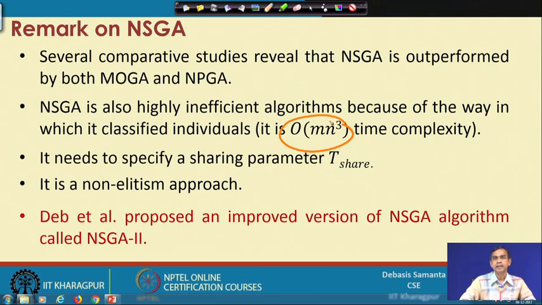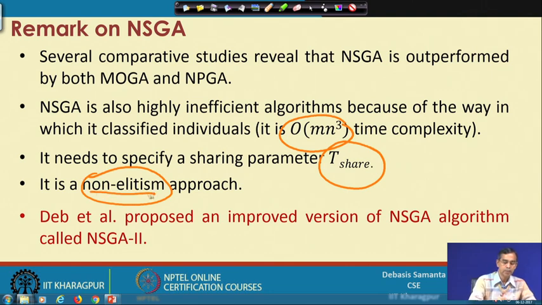Other than this inefficiency in the time required to compute the algorithm, there is another drawback: the algorithm requires one parameter to be decided by the programmer, T share, for the niche count. So these are two serious drawbacks of NSGA. Another is that it is a non-elitism approach, because it sometimes favors inferior solutions too, since the non-dominated fronts we have considered are a non-elitism approach.